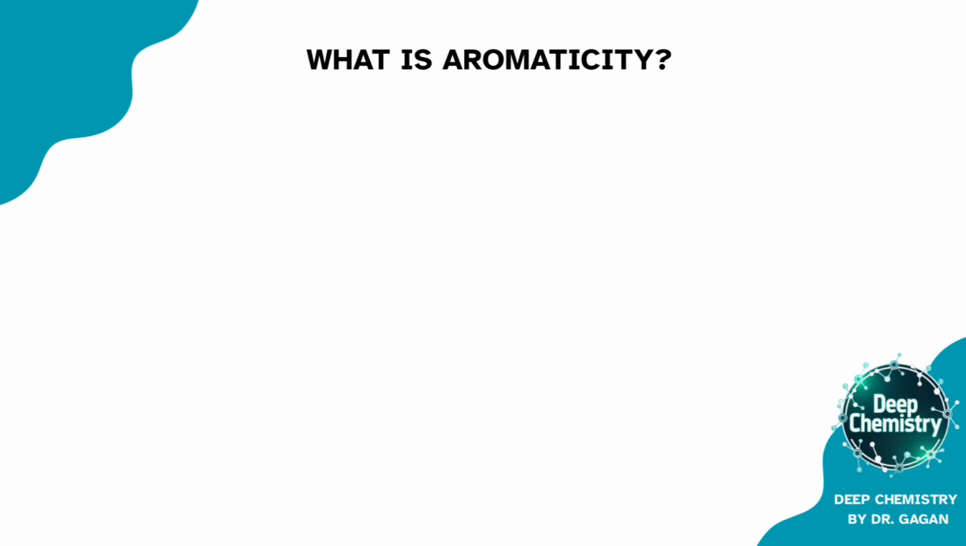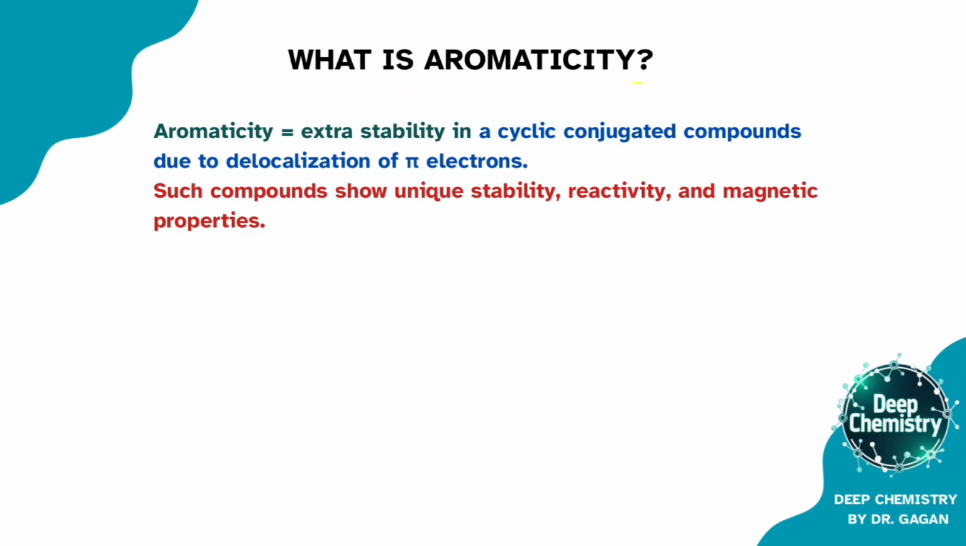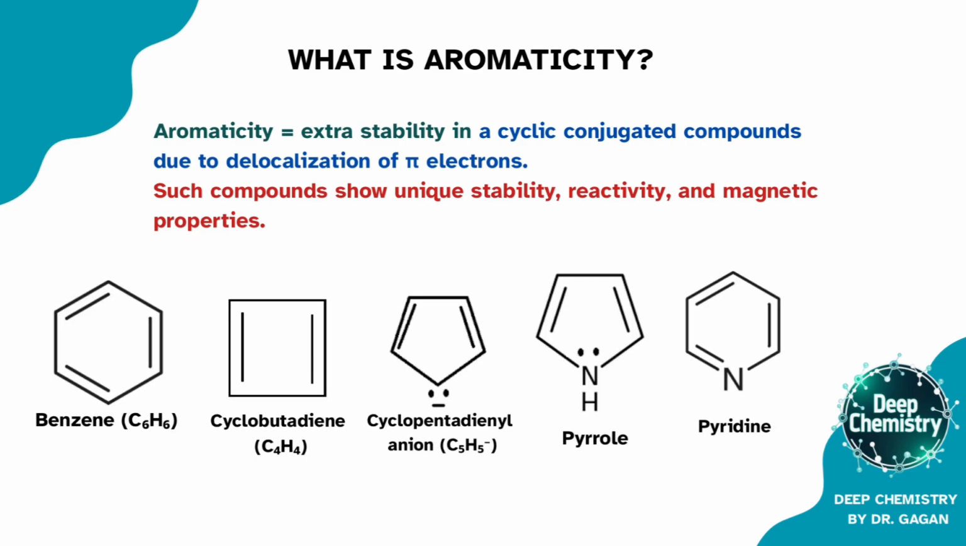So what is aromaticity? Aromaticity means extra stability in cyclic conjugated compounds. It comes from delocalized pi electrons moving around the ring compounds. For example, benzene, cyclobutadiene, cyclopentadienyl anion, pyrrole, pyridine, etc.